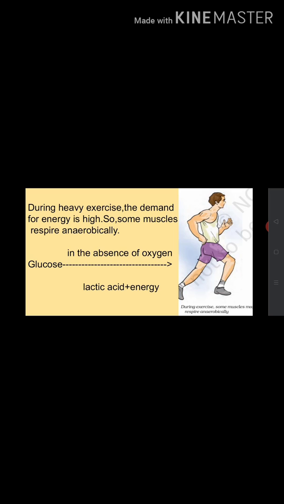our body's demand for energy is high. The demand for energy is high, but the supply of oxygen to produce the energy is limited. In that case, anaerobic respiration takes place in the muscle cells to fulfill the demand for energy.